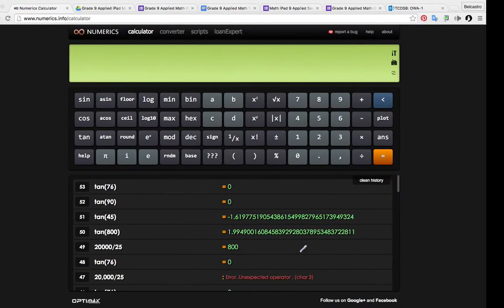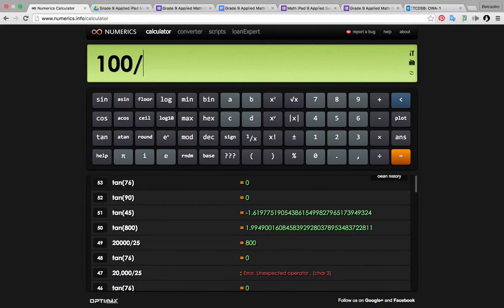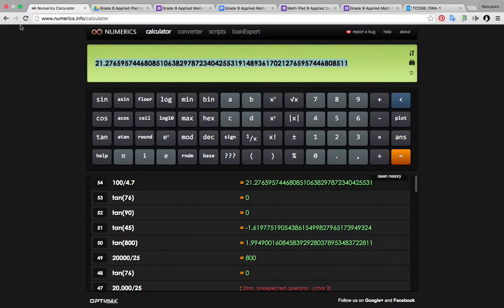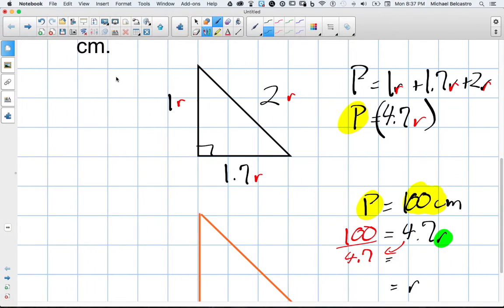I think I've got a good calculator over here. 100 divided by 4.7. Super large number. Let's do a little rounding. Let's round this to 21.3. Okay, so our r value is 21.3.